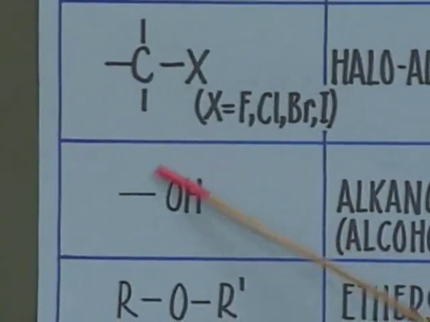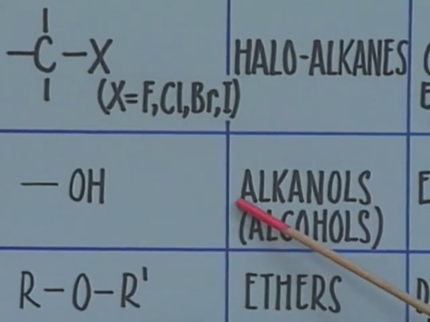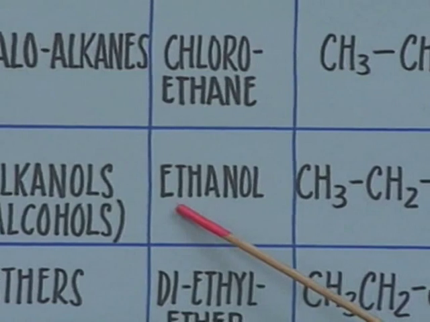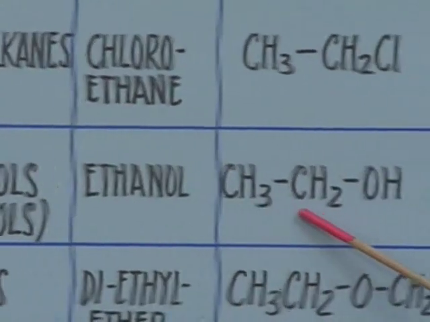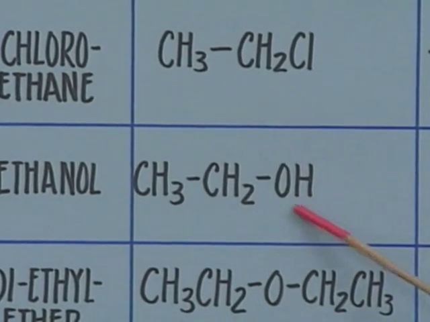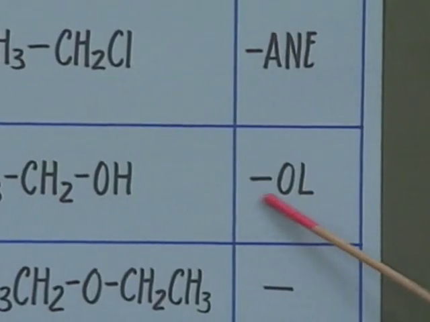When we have the alcoholic functional group, OH, attached to an alkyl radical, we get the alkanols or alcohols, like ethanol, eth indicating 2 carbon atoms, where one of the hydrogen atoms of ethane is substituted by the alcoholic functional group OH. And now the name will end in -ol.